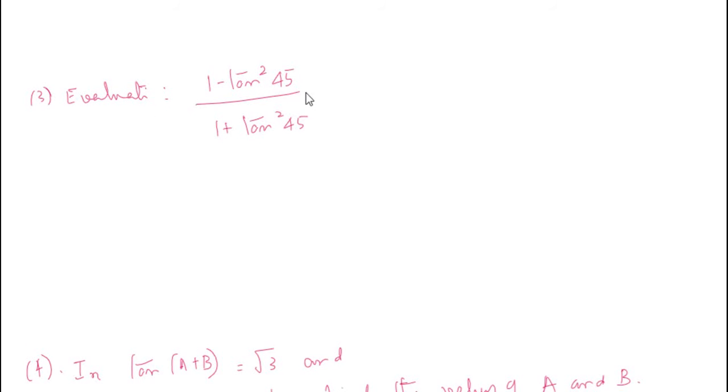Next exercise seems to be simple. 1 minus tan square 45 divided by 1 plus tan square 45. Tan 45 is 1. So this is 1 minus 1 divided by 1 plus 1. So it is 0 divided by 2. Answer is 0. So simple.